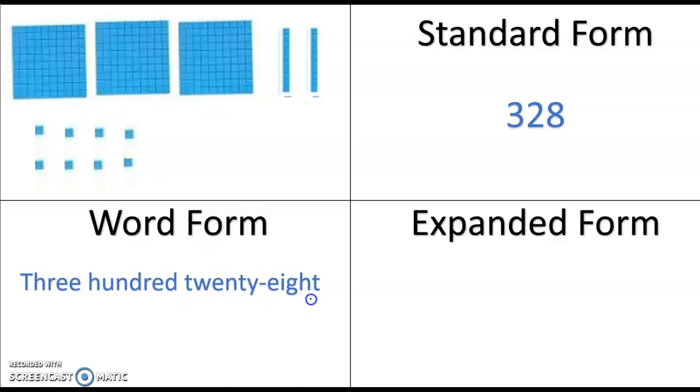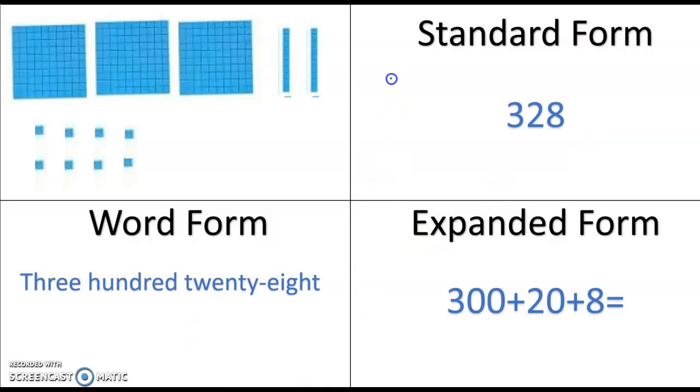Our last form is expanded form, and that's when we expand our number. So we separate it into hundreds, tens, and ones. We're still using digits to write the number, but we're really expanding it. So I have 3 hundreds. I have 2 tens, so 20, and I have 8 ones, so 8. I expand it into my hundreds, my tens, and my ones. When you add them together, you get your standard form of 328.